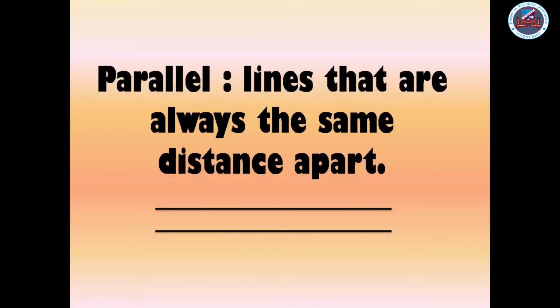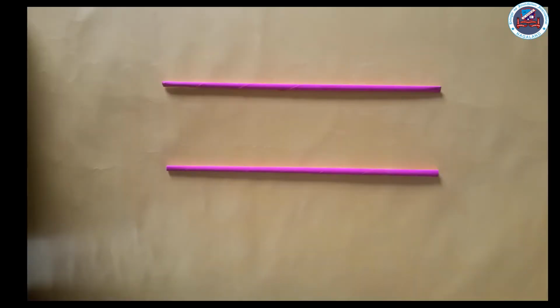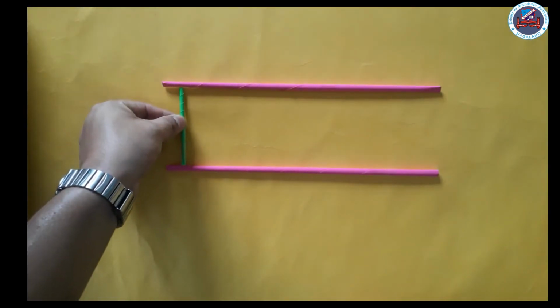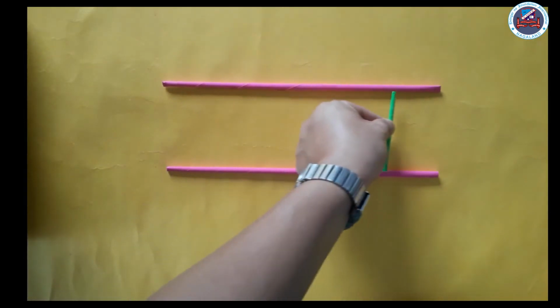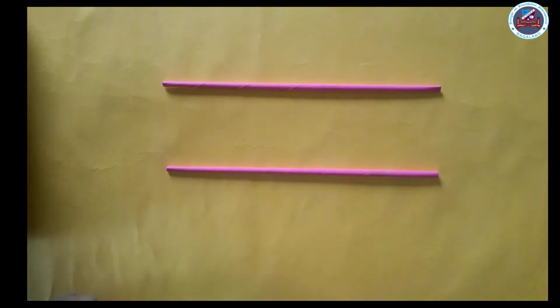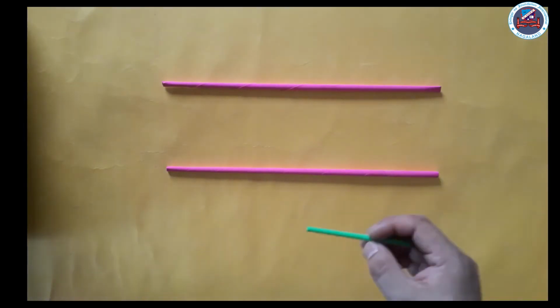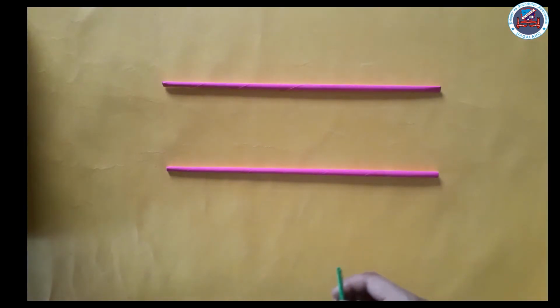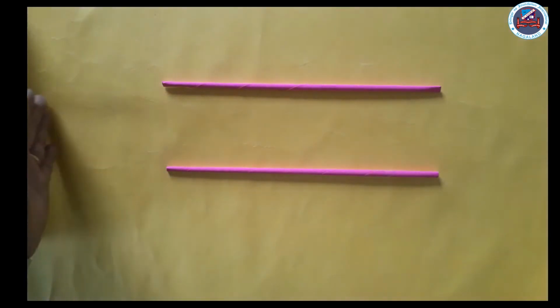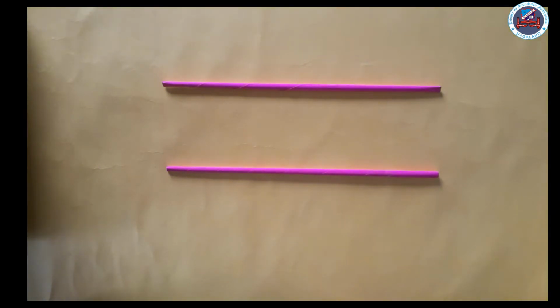Parallel: lines that are always the same distance apart. As you can see, I have two lines here. Now if I check the distance between the two lines, I'll check here, here and here. They are all the same. So such lines are known as parallel lines. If I continue to draw the line from here, and if I check the distance, it will still be the same, and the same thing would be on the other side.